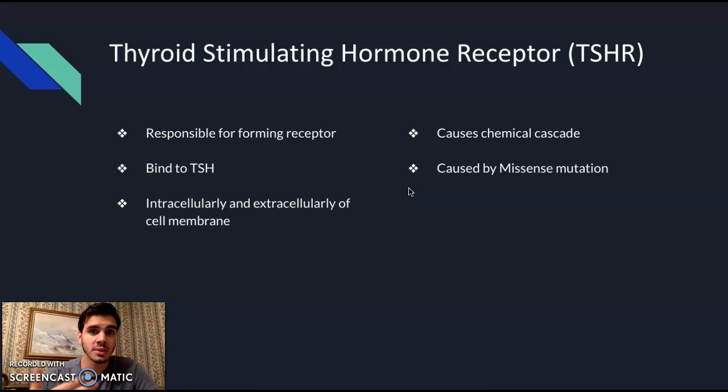There are different ways that the thyroid stimulating hormone receptor could be wrongly formed. It could be too far into the cell, it could be not formed properly, many different ways. And this is caused by the mutation.